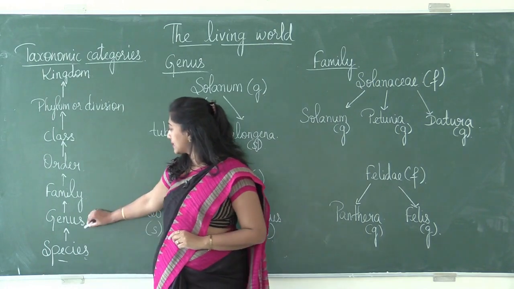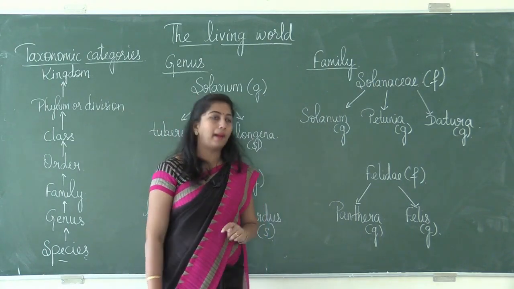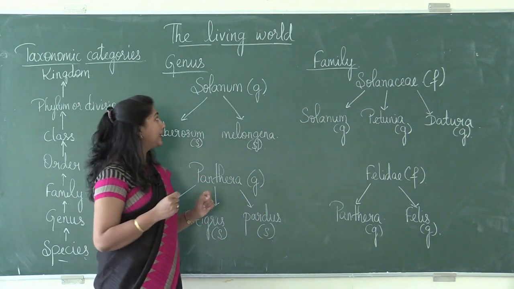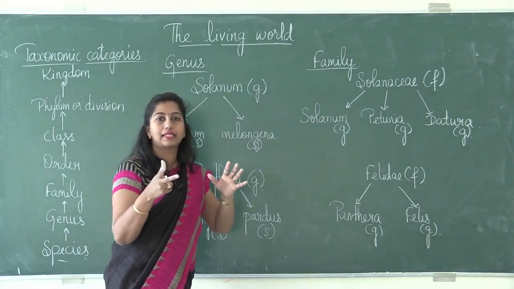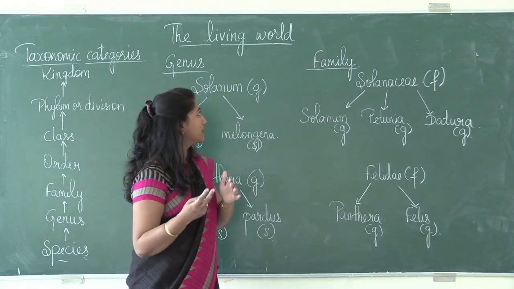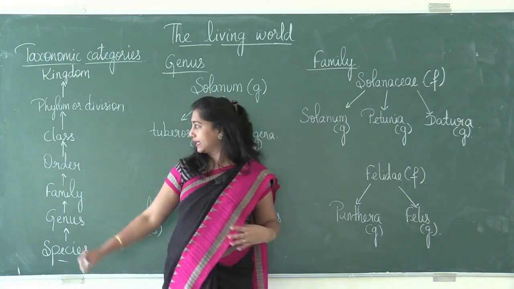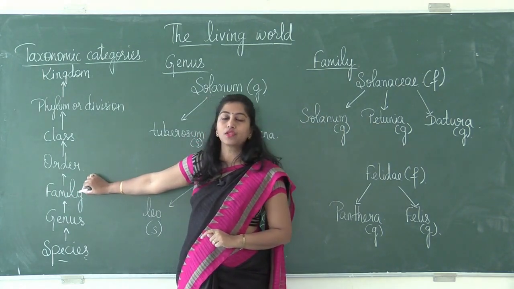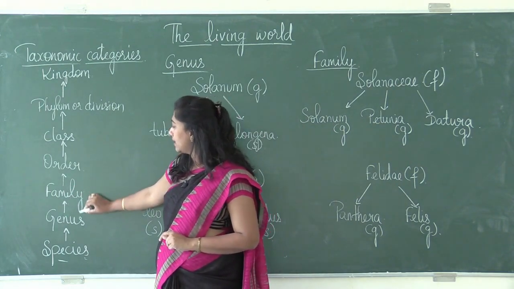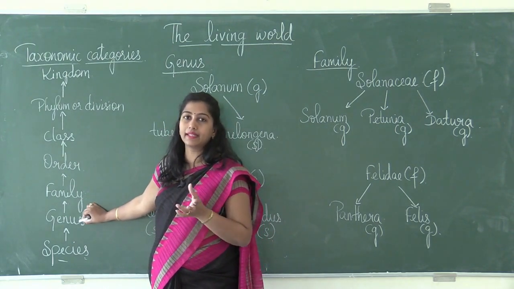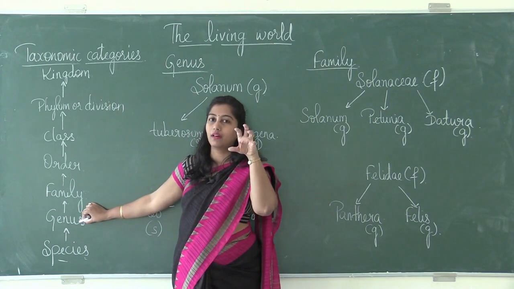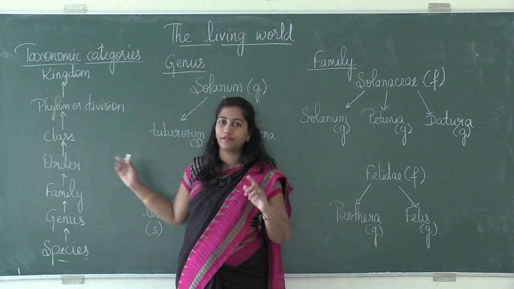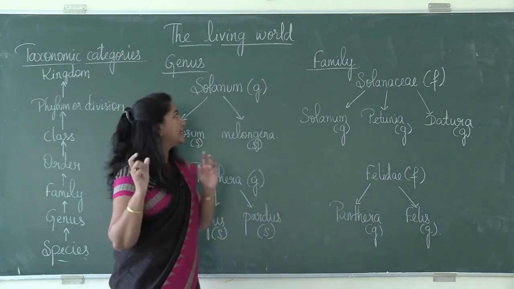What is the next category? That is family. For family, we say it is a group of related genera. When many genera have similarities, they will be put under one family. So here in this hierarchy you can see the next level of category is family. Family means it has a group of related genera. When a few genera have a lot of similarities, they will be put under one family. So family has a group of related genera.